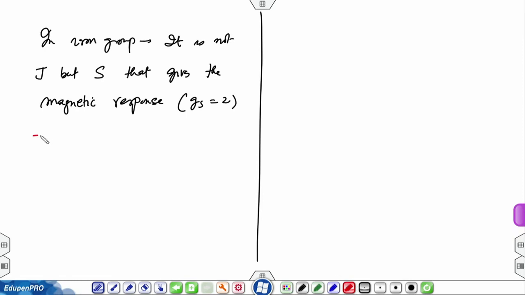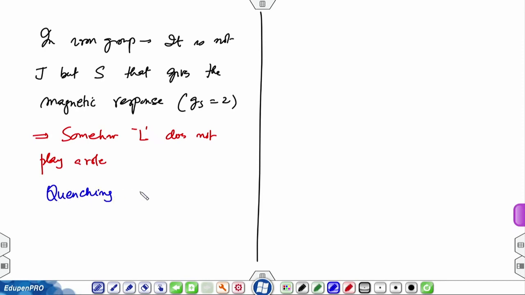So, somehow L does not play a role, and we will now explain why that happened, and this is known as the phenomena of quenching of orbital angular momentum.